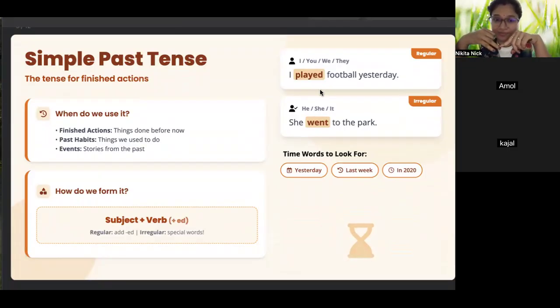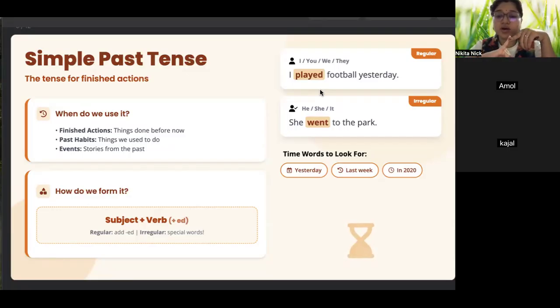Clear? In regular, we will remember as it is, like play, played, played. So V1 and V2 and V3. V1 is play, V2 is ED form, V3 is also ED form. Clear? So play, played, played. Teach, taught, taught. Okay? Learn, learned, learned. But if I will use irregular form, just like go.